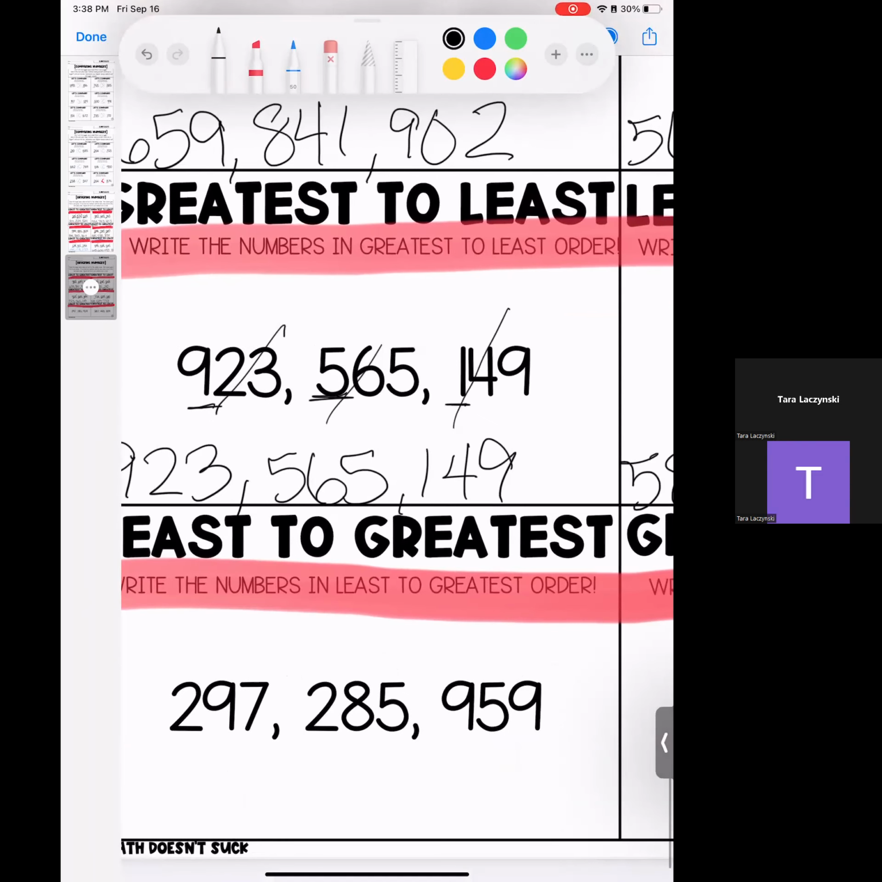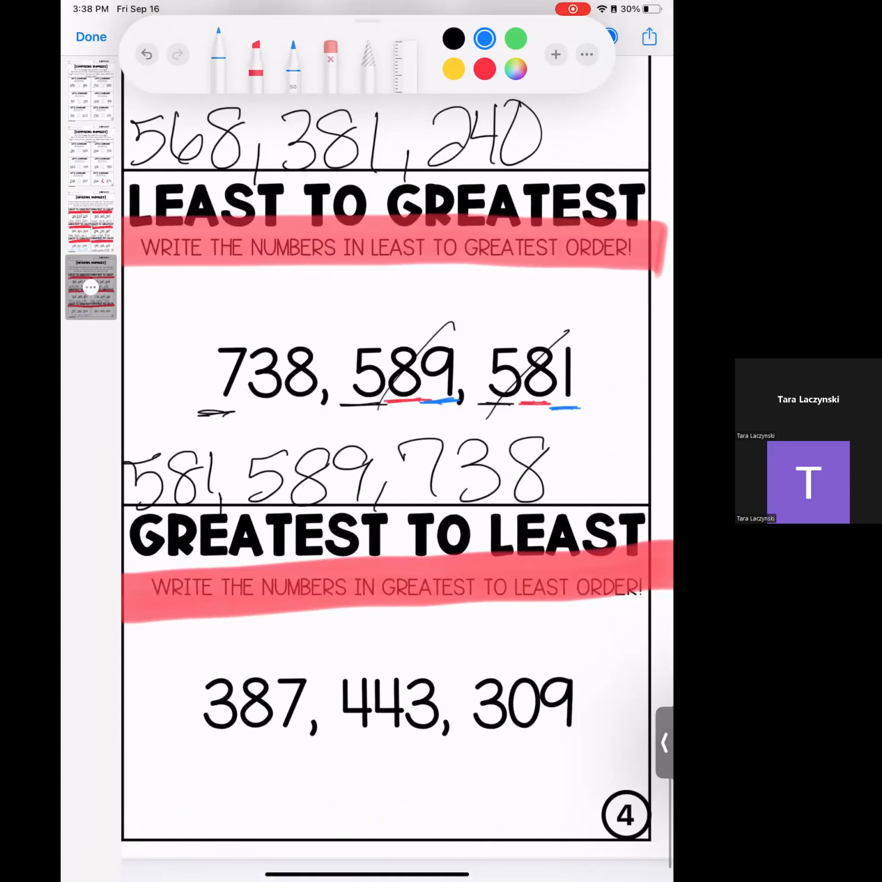Least to greatest, we have a 200, 200, 900. When the hundreds match, we move over. 9 tens, 8 tens. Now we can order them. Smallest number is 285, followed by 297, followed by 959. And then our last set, we have 300, 400, 300. We're ordering these from the greatest to least. We need to look at our tens place. Our greatest value is 443, followed by 387, followed by 309.